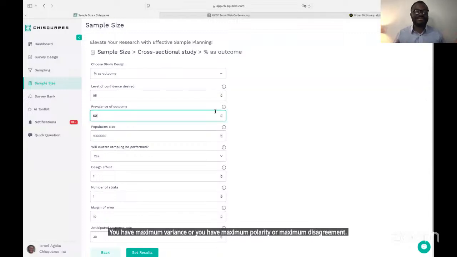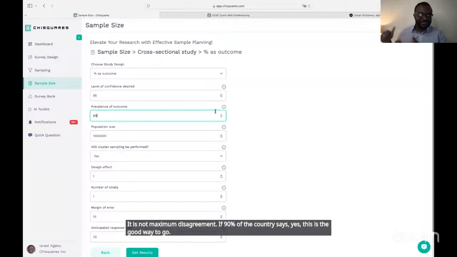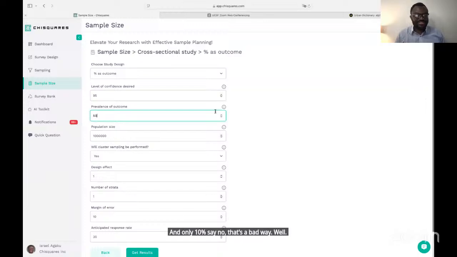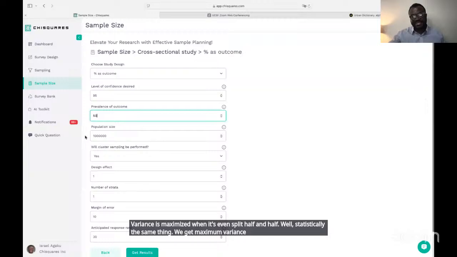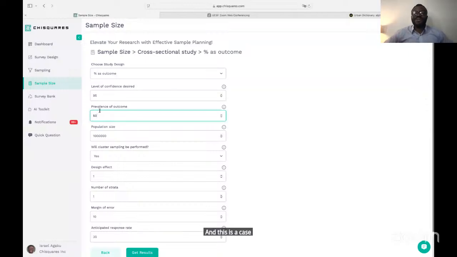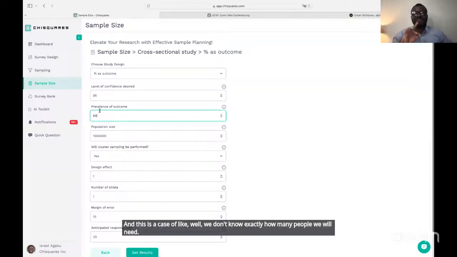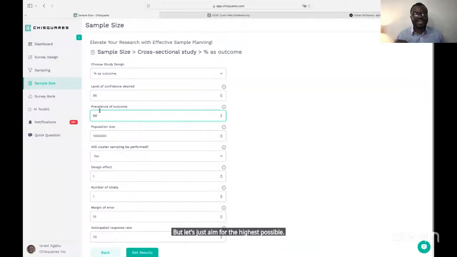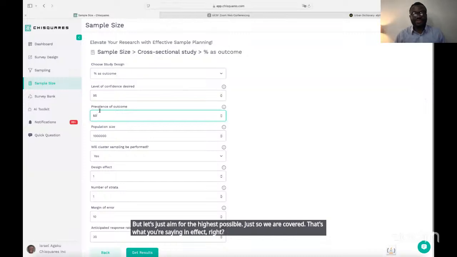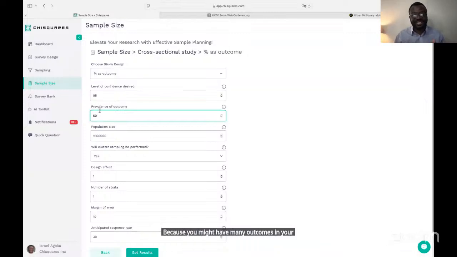It is not maximum disagreement if 90% of the country says, yes, this is the good way to go, and only 10% say, no, that's the bad way. That means the country is very united, right? Variance is maximized when it's an even split, half and half. Statistically, we get maximum variance when 50% say this and 50% say that. That's why we use 50%, because this guarantees that at the maximum variance, we get the maximum sample size. We don't know exactly how many people we will need, but let's aim for the highest possible, so we are covered. Because you might have many outcomes in your survey, and you want to make sure your sample size covers all of them.